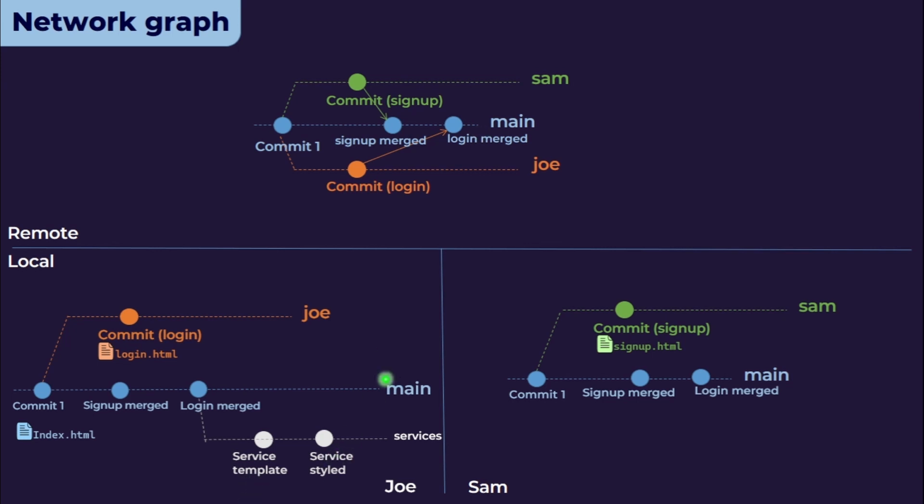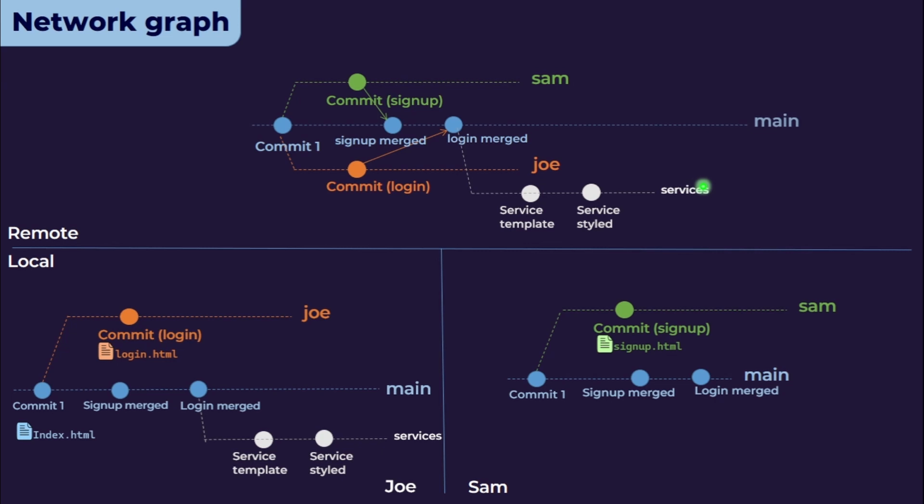So Joe is going to do a push to GitHub as well, and his new branch, services, is going to be pushed to GitHub. As we see here, this new branch services originates from the login merged commit on the main. So when he does a push to GitHub, you see that the services branch is going to originate as well from the login merged commit on the main, and it has the two commits he had locally from his services branch.